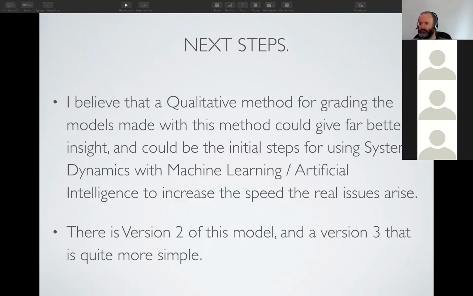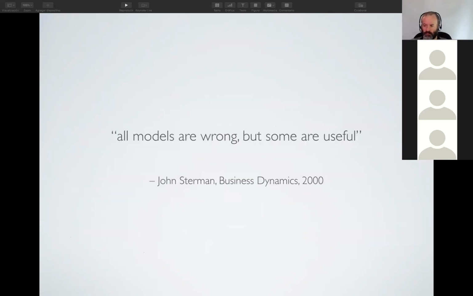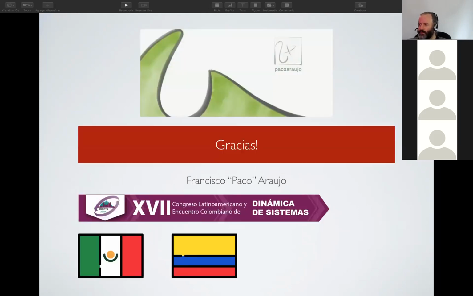There is a version 2 of this model. There is a version 3 that is quite a bit simpler, but we can't be there yet. Well, I think this is the right thing to assume: all models are wrong, some are useful, and that's all. Well, thank you. Gracias.